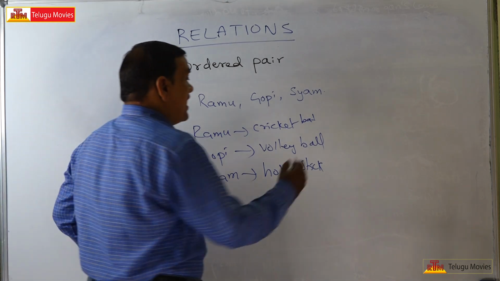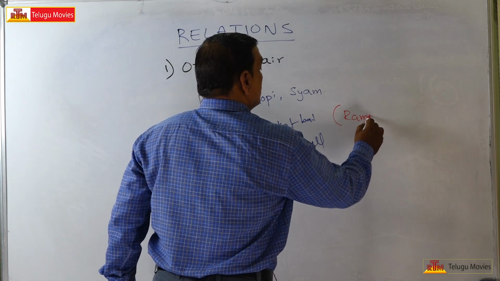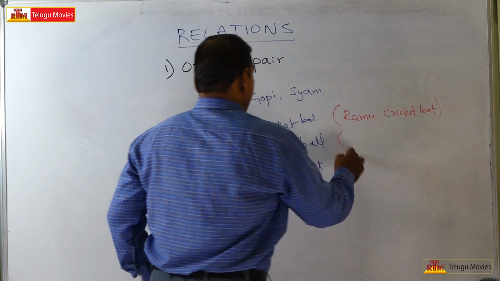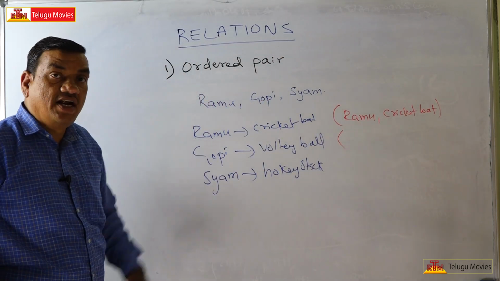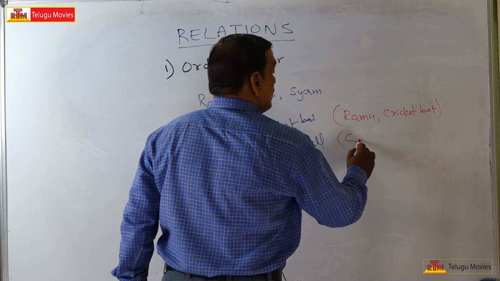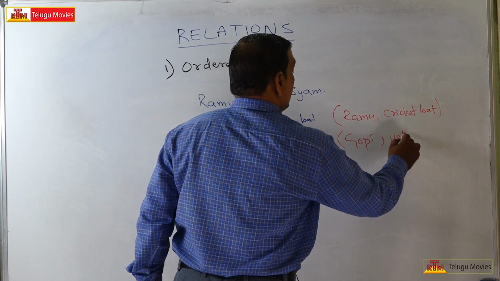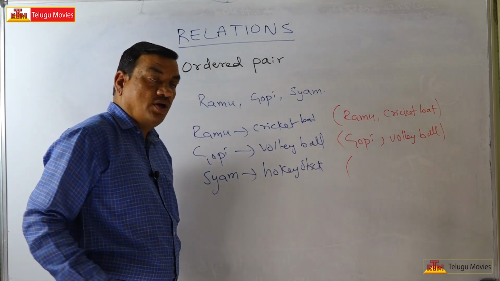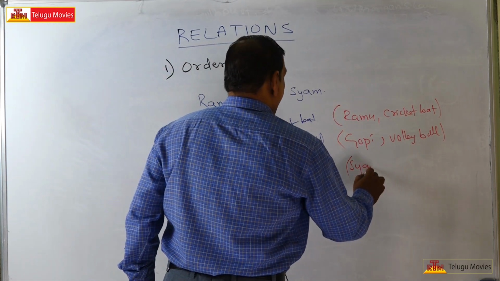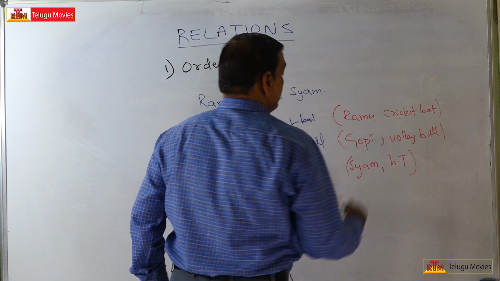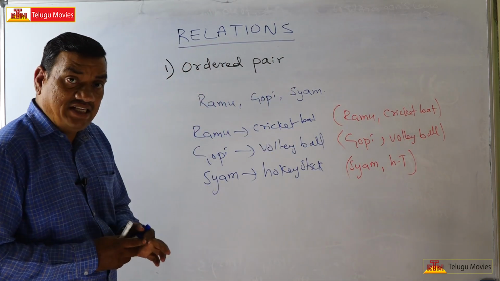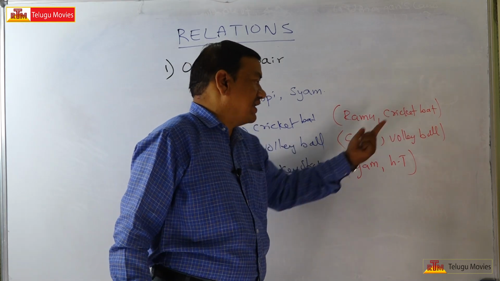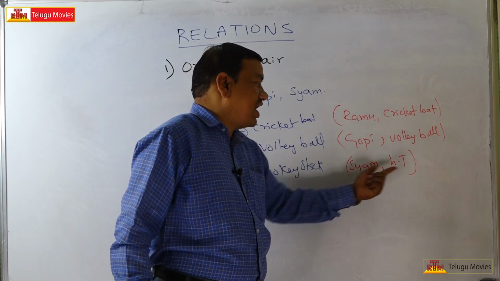Okay, now Ramu is related with the cricket bat. Then I can write it as Ramu, cricket bat. Here Gopi is related to volleyball, so I can write Gopi, volleyball. Here also Shyam selected a hockey stick, so Shyam, hockey stick. That means by seeing this combination, Ramu cricket bat, Gopi volleyball, Shyam hockey stick.